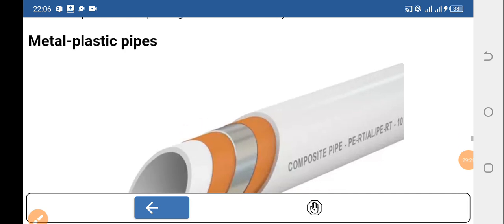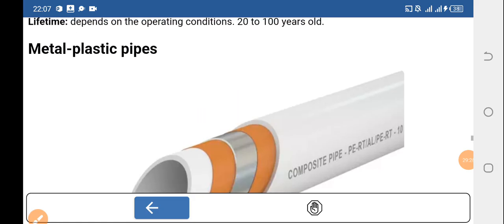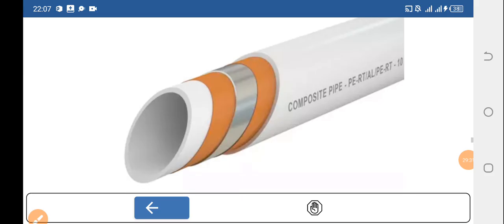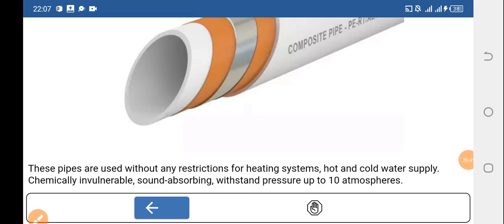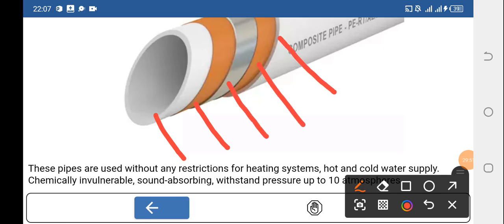Okay, now we come to this material. This material, metal to plastic pipe. This material looks like pegs. Okay, so as you can see, it has got layers there. Let me show you some layers. We have this layer, this layer, this layer, this layer, this layer. So these are the layers of the pipe that you are able to see.